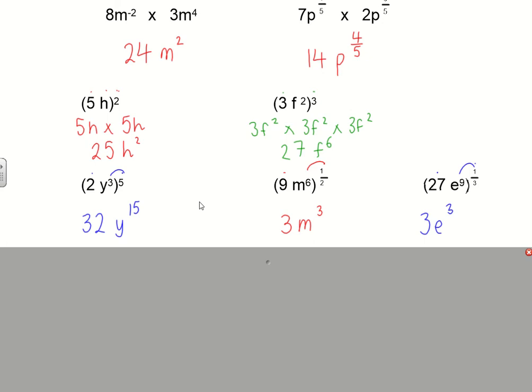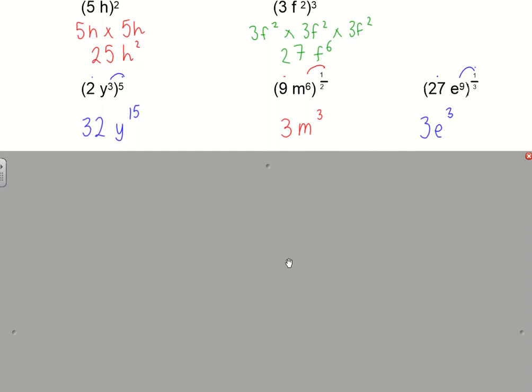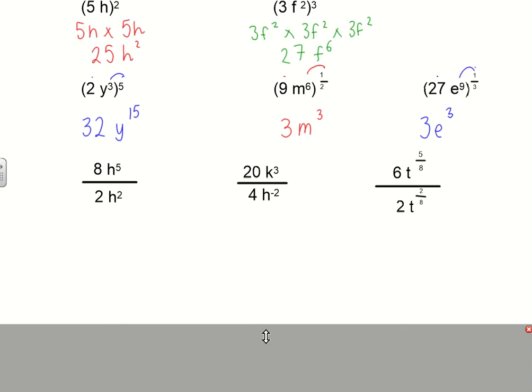Okay, so that's when you've got powers being raised to another power. And then the last little bit I want to go over, a couple of division ones. So, opposite of multiplying now, you'll divide your coefficients, your big front numbers. So 8 divided by 2 is 4, and then you take away your powers, top take away bottom, 5 take away 2 is 3, so 4h cubed.